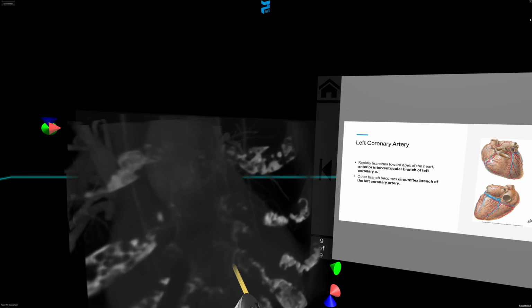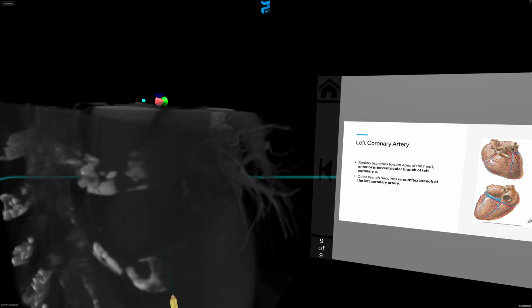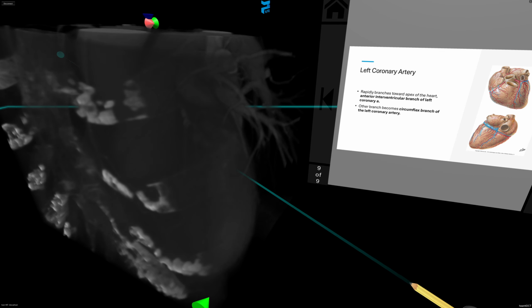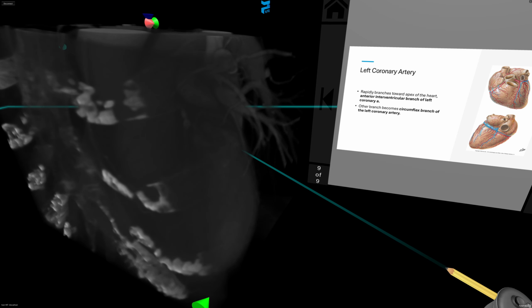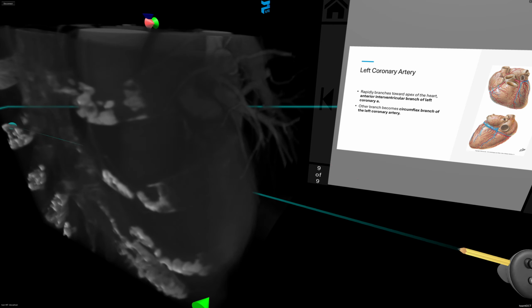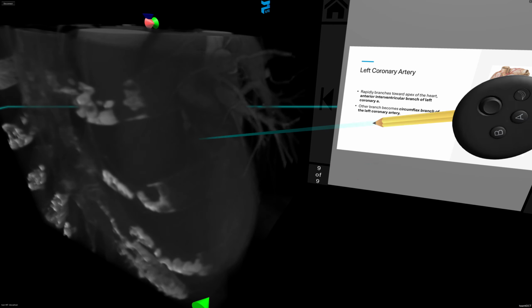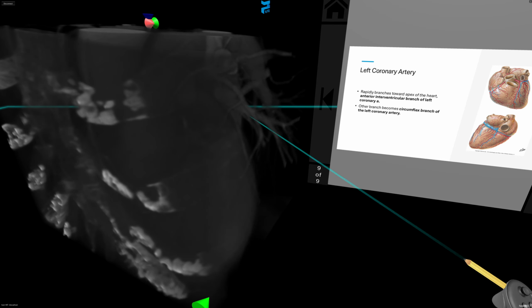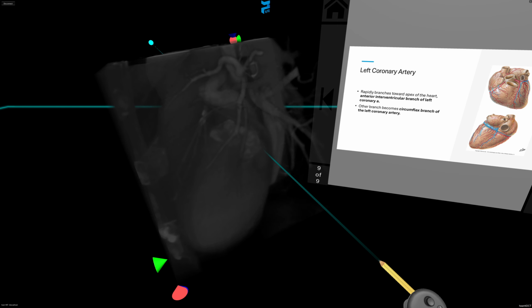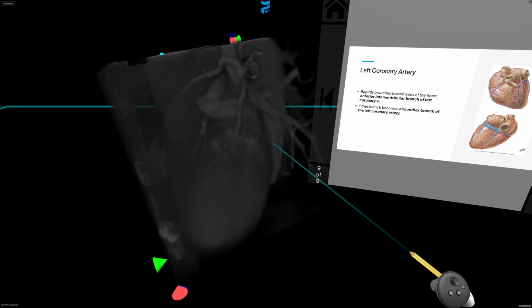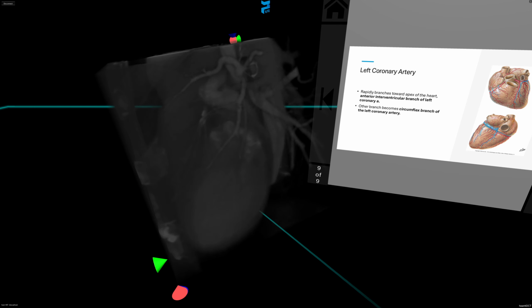Now we can talk a little bit about the left coronary artery, which we have a really good view of here. The left coronary artery rapidly branches into two different arteries to supply the rest of the heart with blood. The first branch is the anterior interventricular branch of left coronary artery. We can see that descending the anterior side of the heart here. The other branch becomes the circumflex artery of the heart, which we can see wrapping around back here. This circumflex branch of the left coronary artery is going to provide much of this left side as well as some of the posterior aspect of the heart with oxygenated blood.